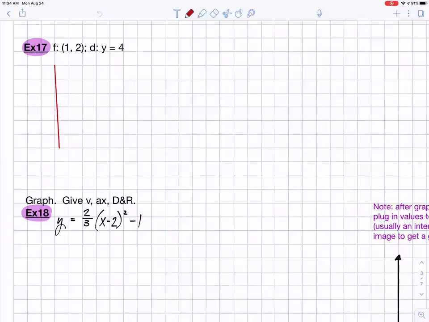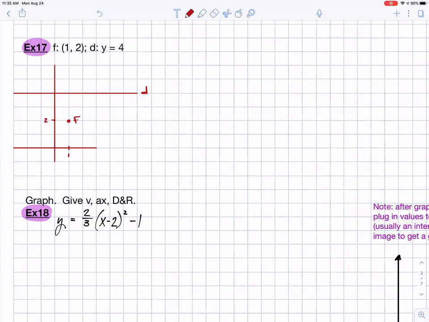Could your picture hand you anything? Any good information there? What does y equals 4 look like? The horizontal line. Okay, so here's my directrix and here's my focus. That's the only two things that you were handed. What does that help you to find? What's one thing that it helps you to find?